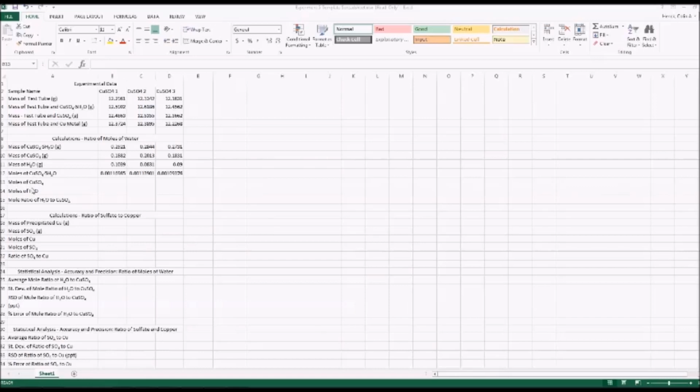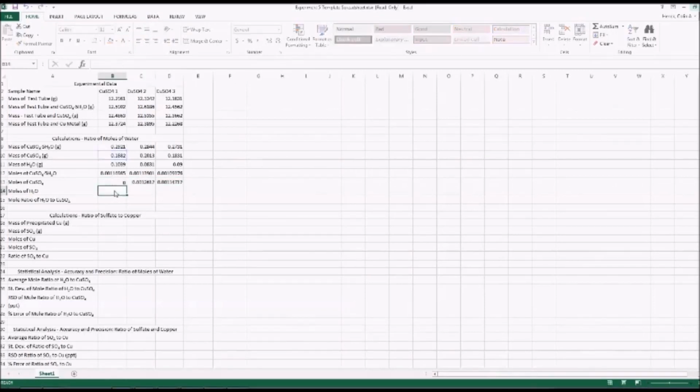In order to determine the number of moles of the anhydrous copper 2 sulfate, we do a very similar calculation. This time we put in the equals and we select the mass of the anhydrous copper 2 sulfate. And this time we want to divide by the molar mass of that, which is 159.61. Again, we select the cell and drag it over, and that gives us the moles of copper 2 sulfate for all three trials. We repeat a similar calculation to find the moles of water. This time we click on the cell for water, click on the equal sign, take the mass of water, and divide it by 18.02, which is the molar mass of water.